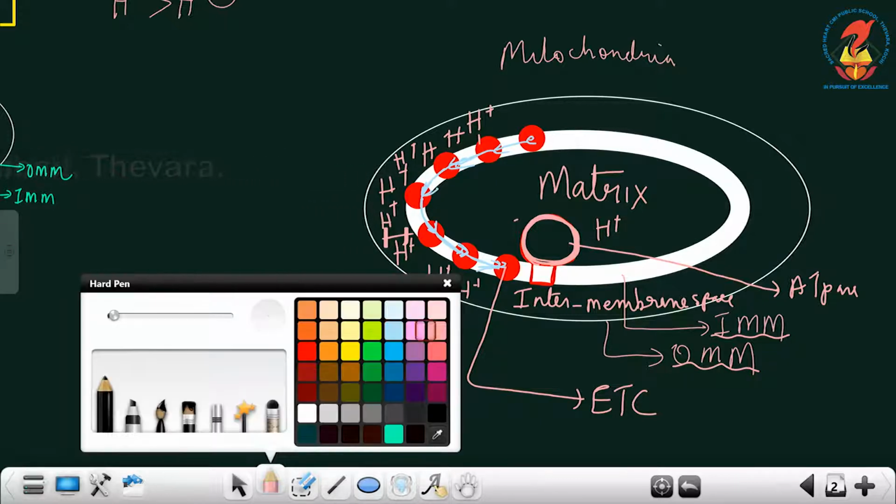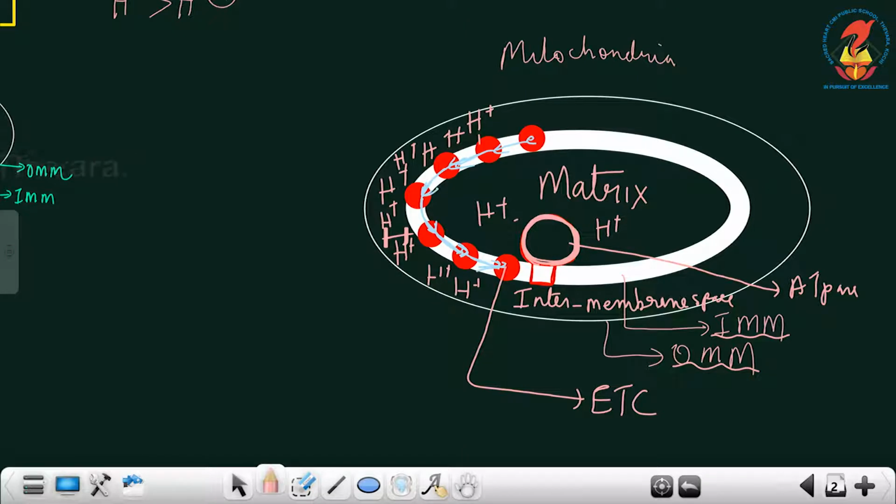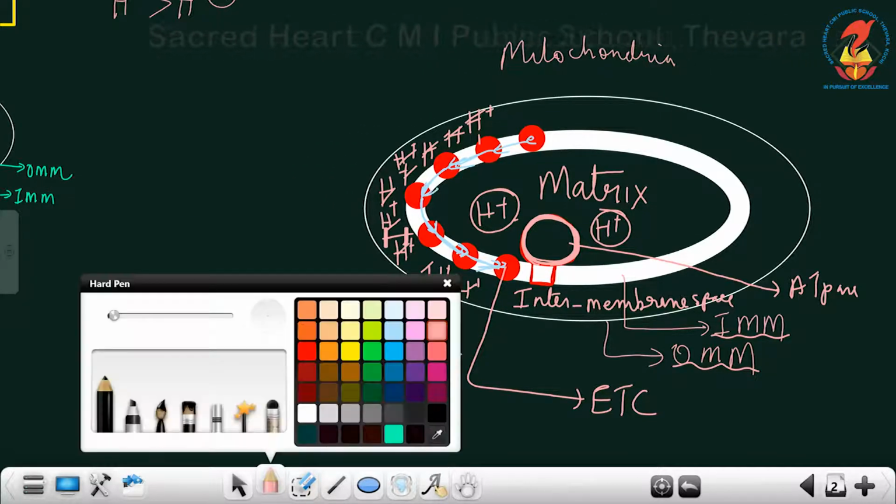can see that the number of protons inside is less. So, here in this case, we have only 2 protons, and count the number of protons in the intermembrane space: 1, 2, 3, 4, 5, 6, 7, 8, 9, 10, 11. Okay, so we have 12 protons in the intermembrane space, which is more than 2 protons in the matrix. So, a gradient is created. Then this will help. What?